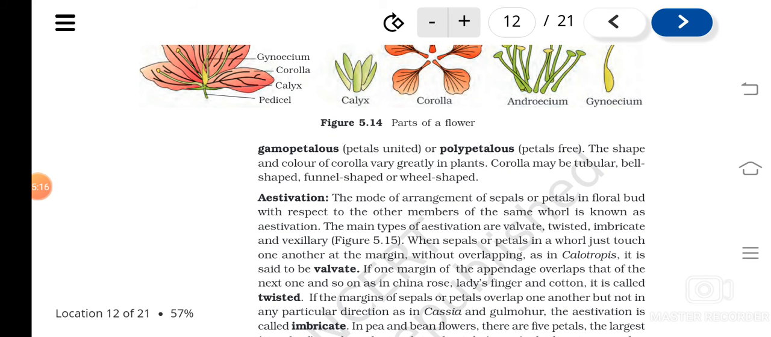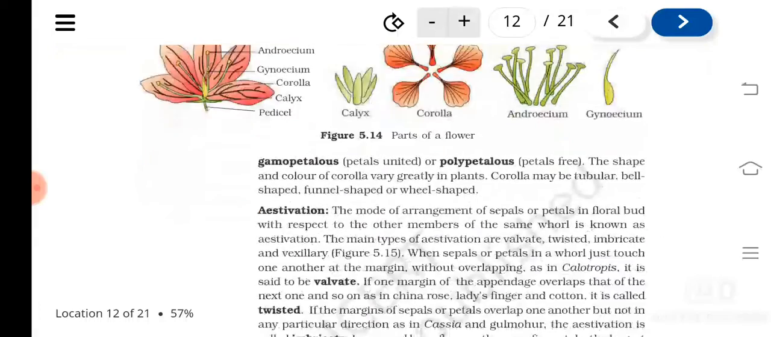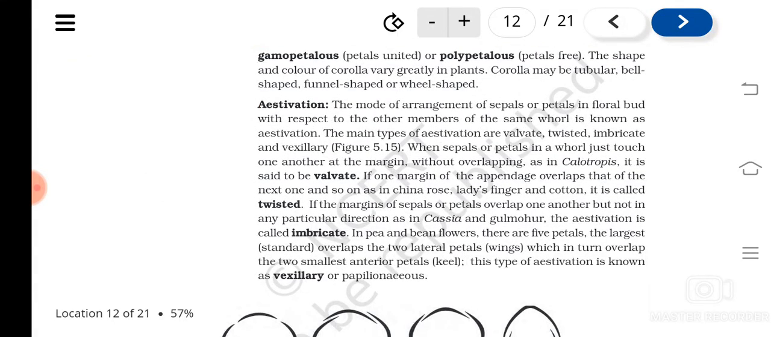Valvate estivation is that in which the petals or sepals are arranged in such a way that the sepals or petals just touch one another. No overlapping will be there, but the members, sepals or petals, are just touching each other. So that is known as valvate estivation. Clear? So valvate estivation means the sepals or petals in the whorl touch each other, but there is no overlapping.